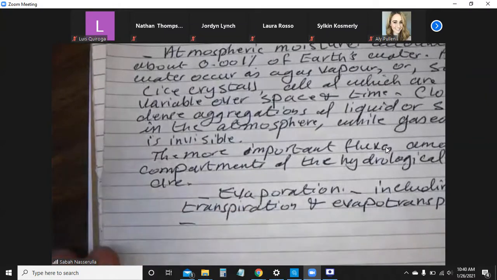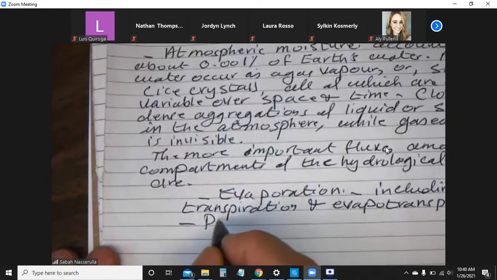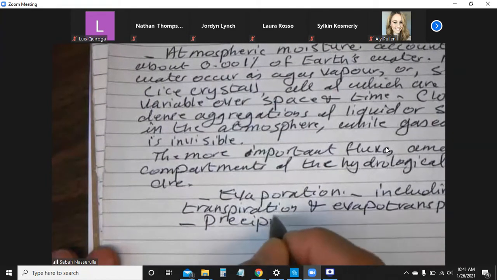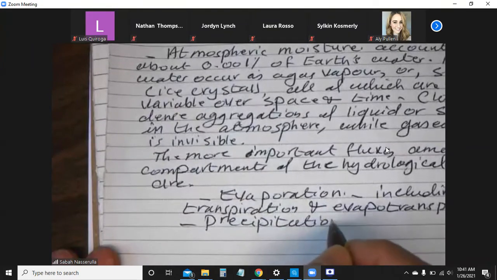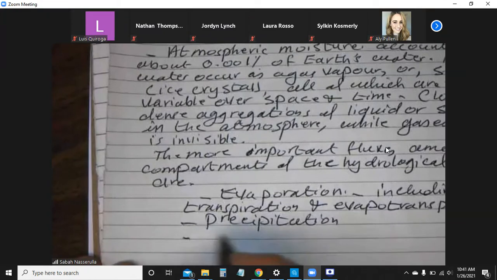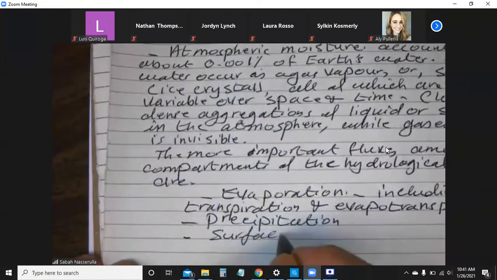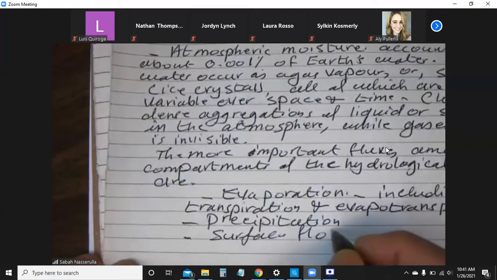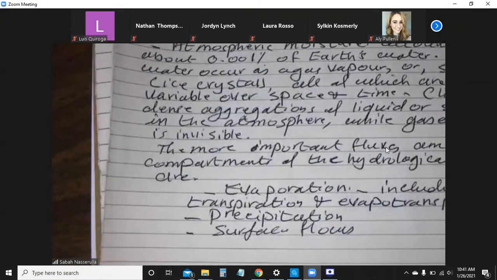Then the other one is precipitation. And the third one is surface flows. I'm going to talk about each one a little bit to show its effect.